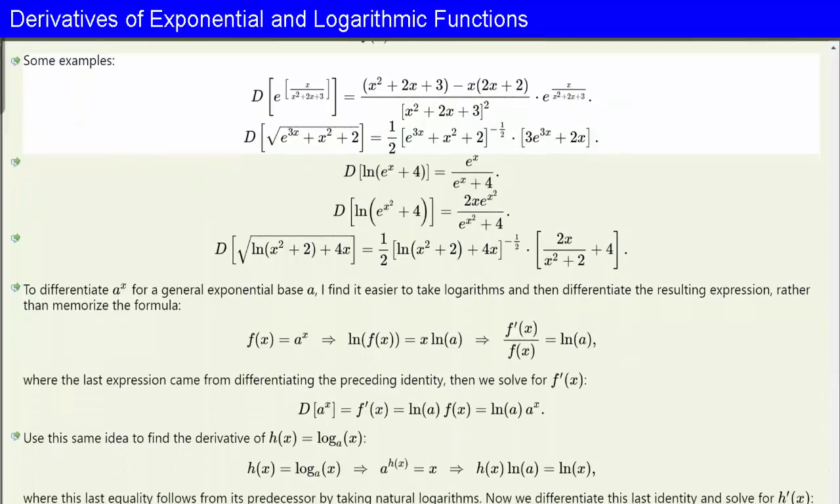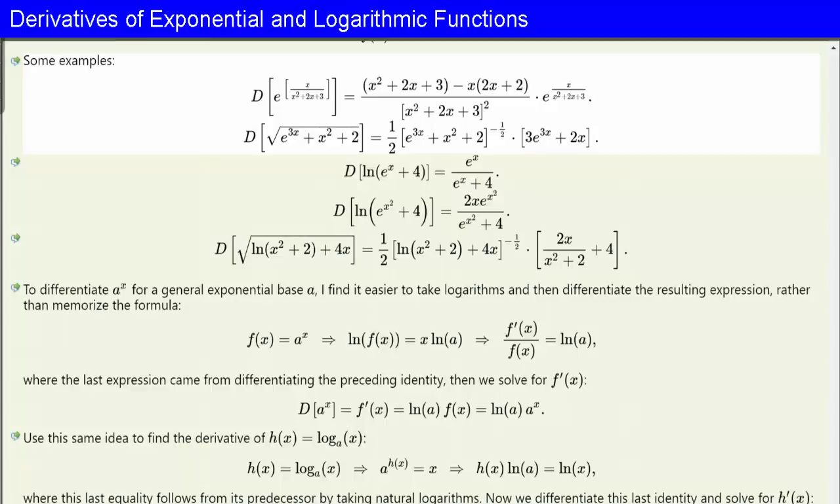Some examples. The derivative of e to the power of the fraction x divided by x squared plus 2x plus 3. Well, you differentiate the exponential and you just get it back and you write it down. Then you have to go inside the exponential and differentiate the quotient. And you get, by the quotient rule, in the denominator the square of x squared plus 2x plus 3. And in the numerator, the derivative of the numerator times the denominator minus the numerator times the derivative of the denominator. And you can just leave it like that. There's no point in cleaning it up unless we're going to use it for something else.